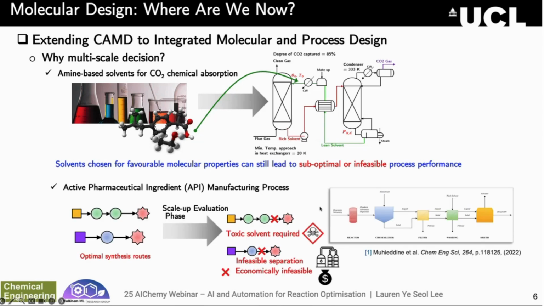Similarly, for active pharmaceutical ingredient manufacturing, CAMD techniques may give us optimal solvents or a reaction route, but scale-up introduces new constraints like toxicity, separation feasibility, and crystallization behavior. So these multi-scale barriers often invalidate the CAMD optimal choice when moving from lab scale to plant scale.